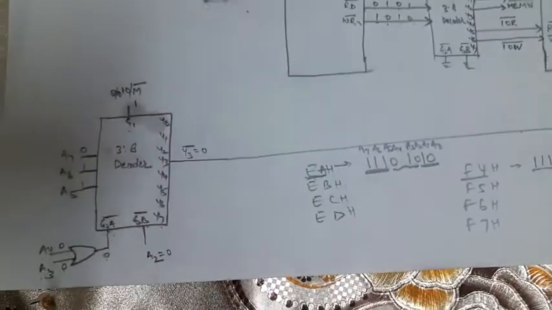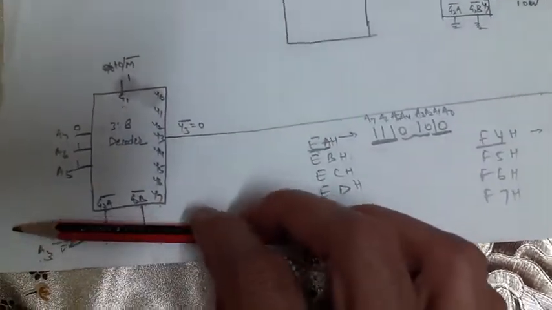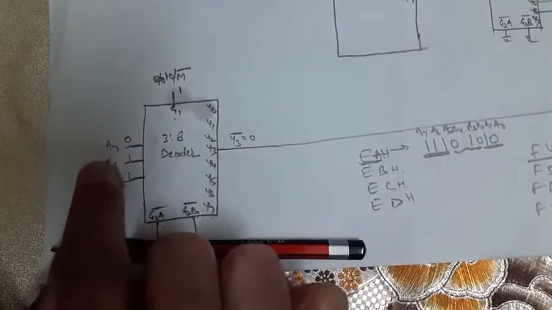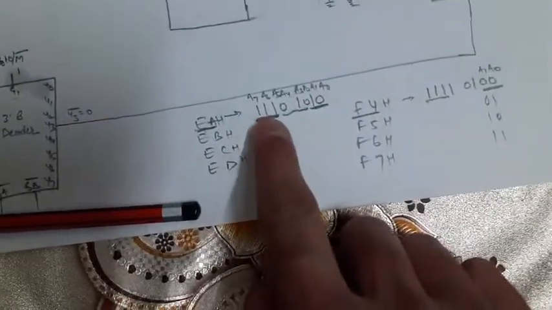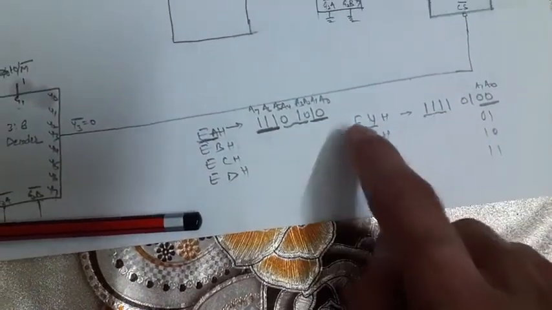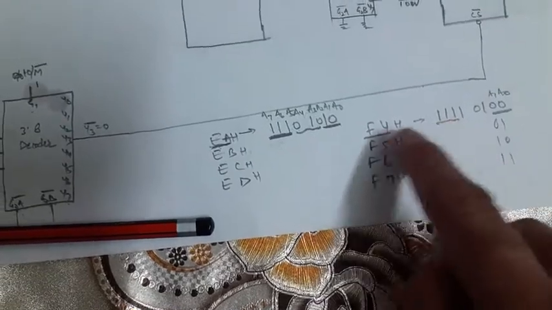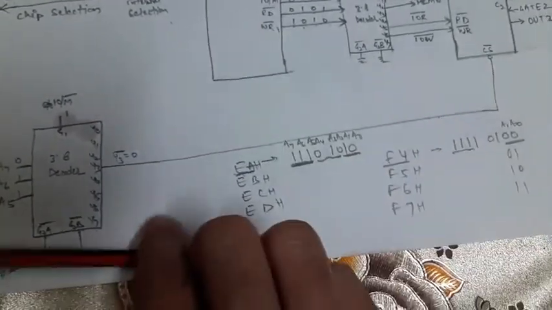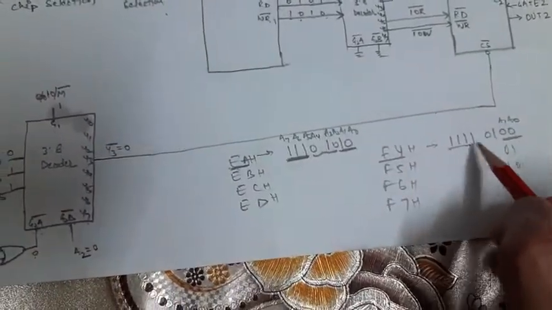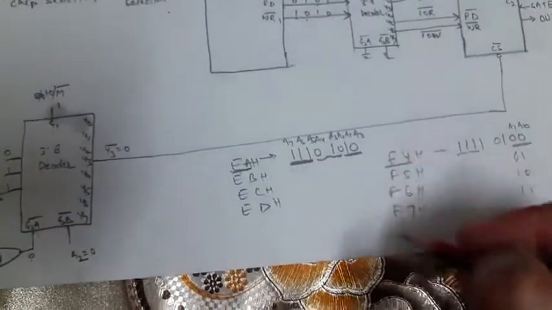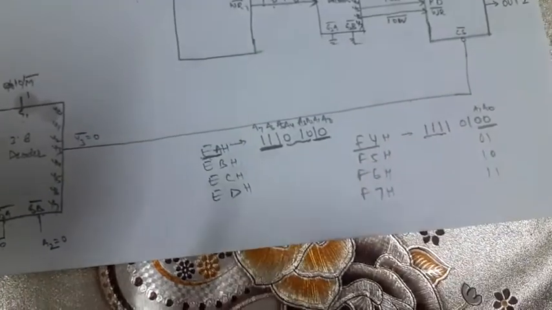So if we leave G2A and G2B without connecting to the other remaining pins, and if we leave A7, A6 and A5 with these 1 1 1, then this is partial decoding: for these addresses this chip will be selected, and for these addresses also this chip will be selected. So this is called partial decoding. But when we connect all the bits and take all the bits into account, then only for these addresses will this chip be selected, and this is called full decoding.